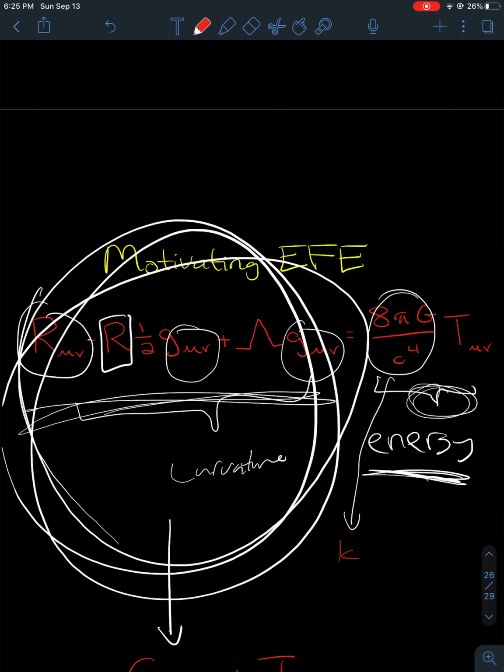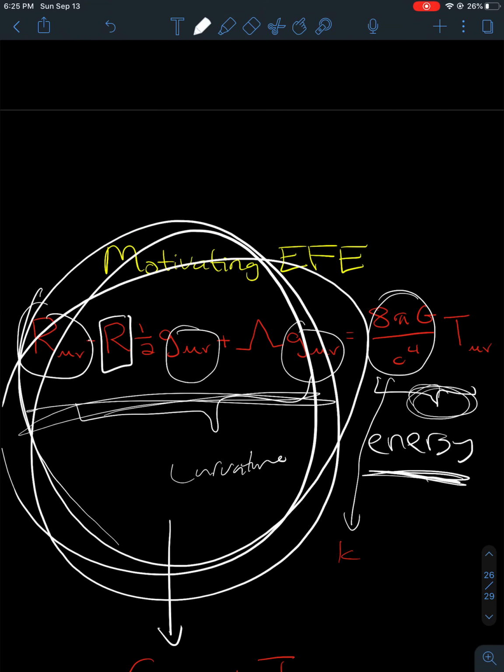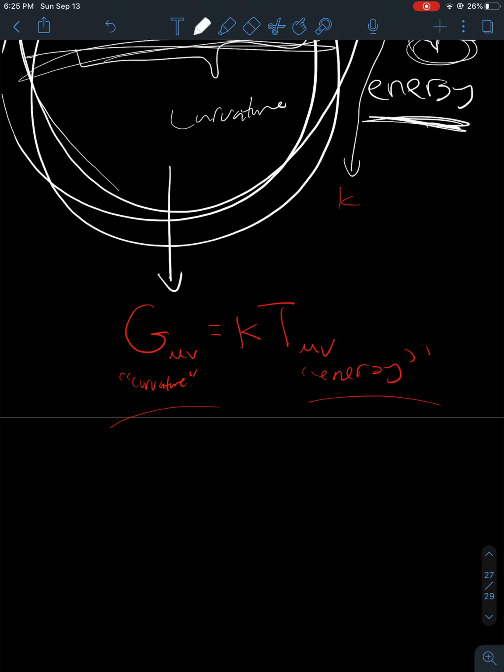Because when there's no curvature, the Ricci scalar and the Ricci curvature tensor would be 0. This whole part would be 0 if there's no curvature, and this would be 0 as well. So yeah, when there's energy in space-time, then your space-time would be curved. Or the famous saying: matter tells space how to curve, and space tells matter how to move.